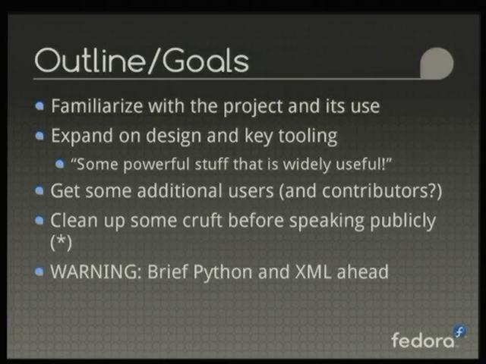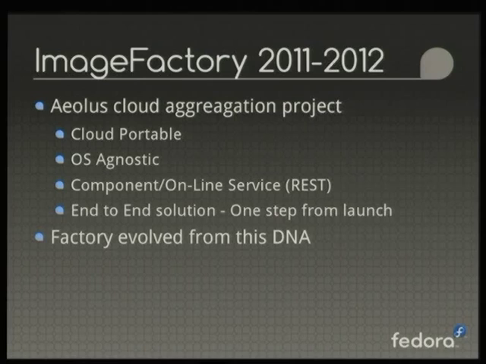So before I talk in specific detail about what Image Factory is and what the architecture is, I want to talk about its history, simply because that influenced some of the design. When it was conceived, Image Factory was one of a number of projects that were essentially spun up from scratch as part of a project called Aeolus, which was a cloud aggregation project that originated at Red Hat. The general idea being that people could use multiple public and private cloud providers from a single console in a way that was largely transparent to them, right?